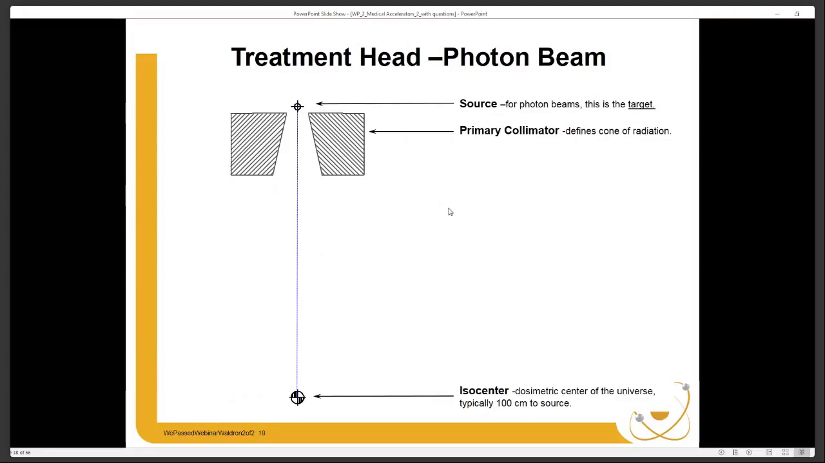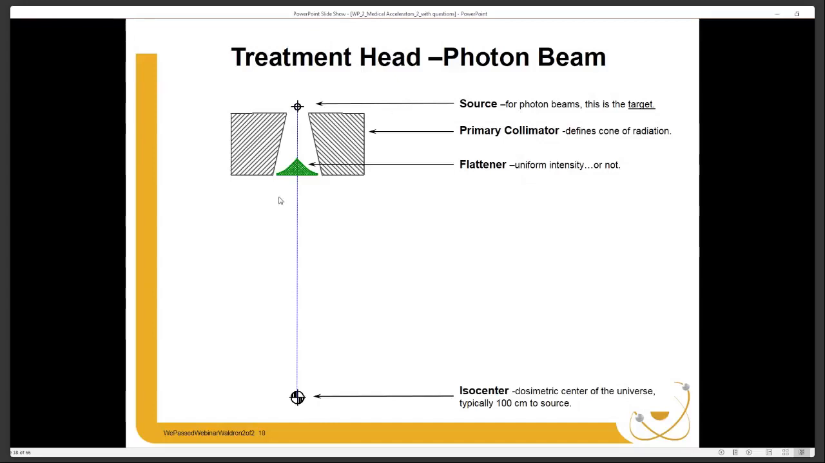The next thing that the beam encounters is going to be the flattener. And what the flattener does, and it's usually a cone-shaped piece of high-density material, and I'll cover it in more detail a little later, it is going to give us a uniform photon intensity over the entire field. Or not. If we have a flattening filter-free beam, there is no flattener in there. For the moment, we're going to leave it in there so we can talk about it.